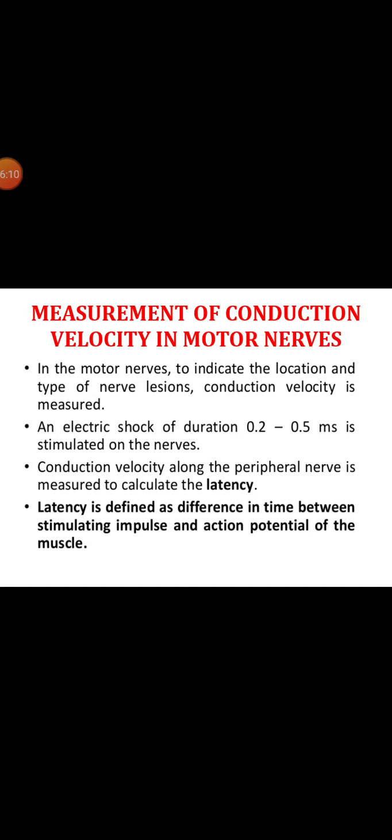In the motor nerves, to indicate the location and types of nerve lesions, conduction velocity is measured. So, an electric shock of duration 0.2 to 0.5 millisecond is applied on the nerves. The conduction velocity along the peripheral nerve is measured to calculate the latency. Latency is defined as the difference in time between the stimulating impulse and the action potential of the muscle.